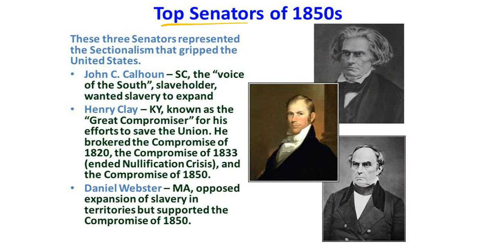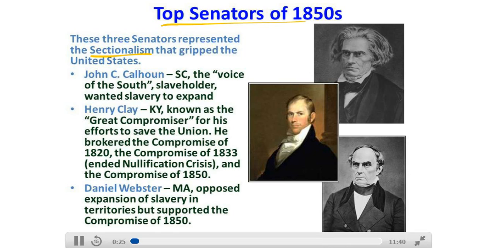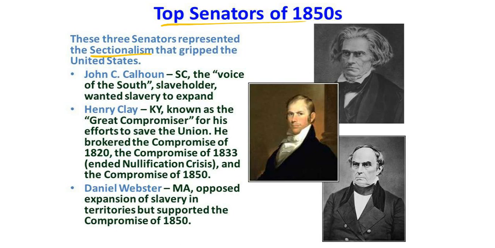The top senators of the 1850s are shown on this slide. These three senators represented the sectionalism that gripped the United States during this time period, and all of these men were involved in the Senate for over 30 years. John C. Calhoun, who we've talked about previously, pictured here, was Andrew Jackson's vice president who resigned to go back to South Carolina and become the voice of the South. He was also a slaveholder who wanted slavery to expand.